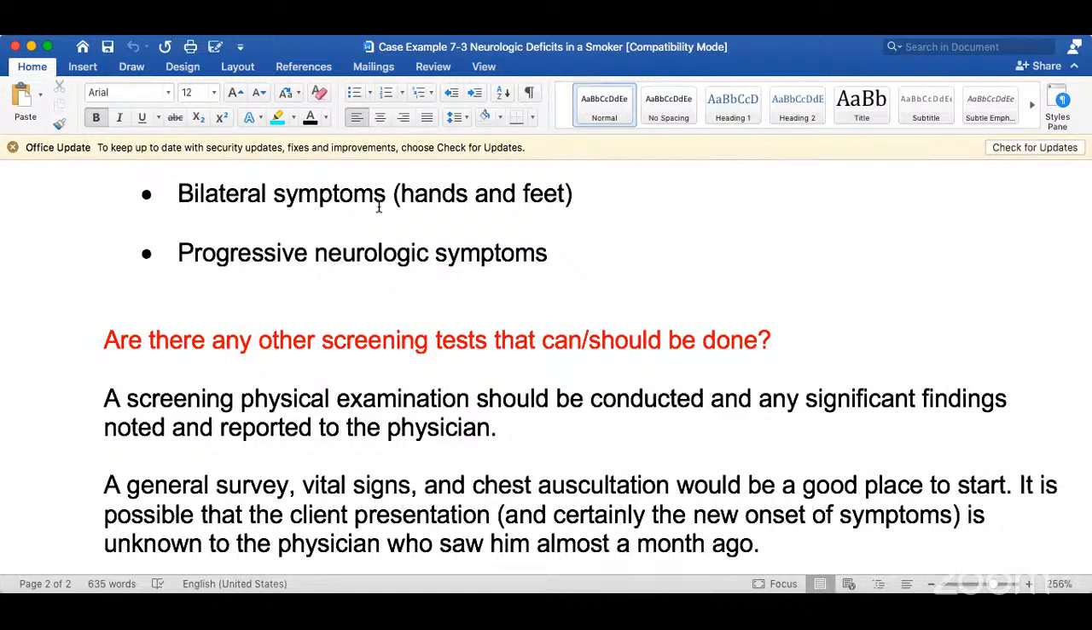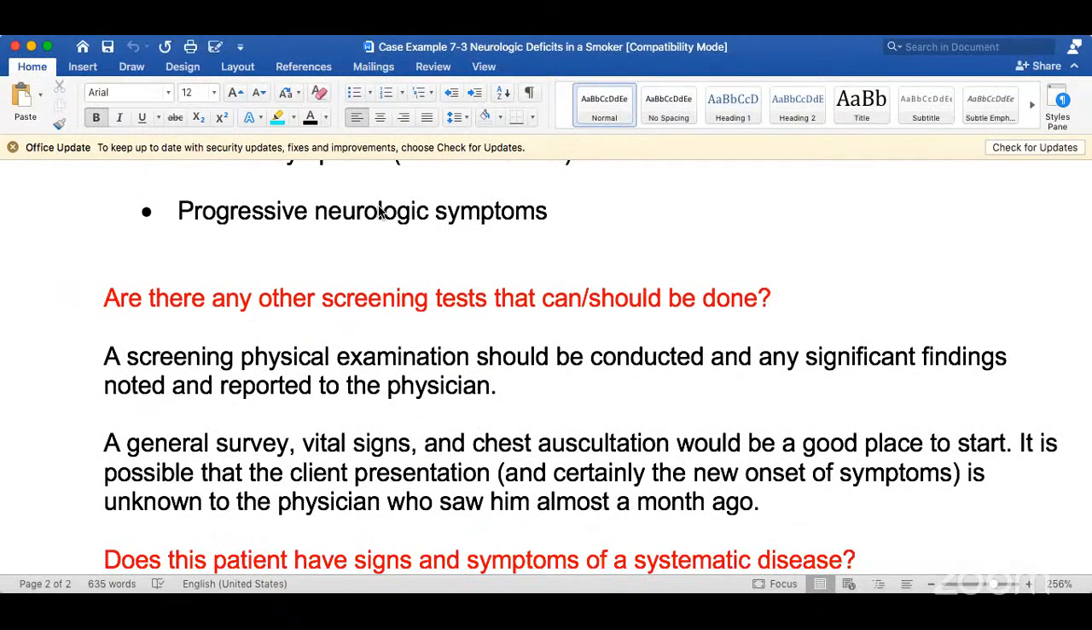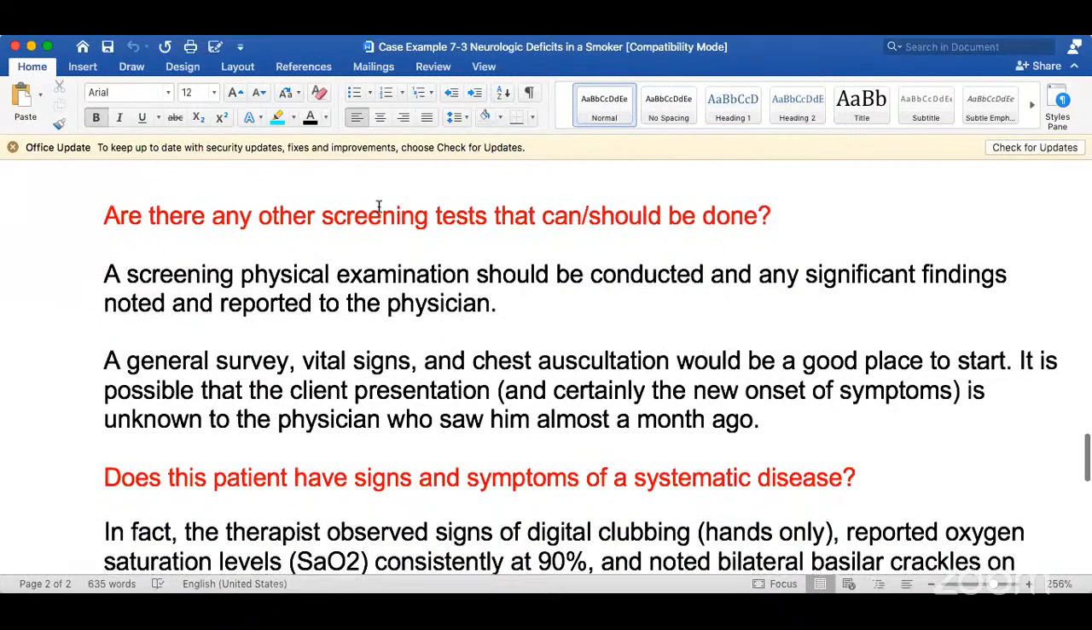A screening physical examination should be conducted and any significant finding noted and reported to the physician. A general survey, vital signs, and chest auscultation will be a good place to start. It is possible that the client's presentation and certainly the new onset of symptoms is unknown to the physician, who saw him almost a month ago.